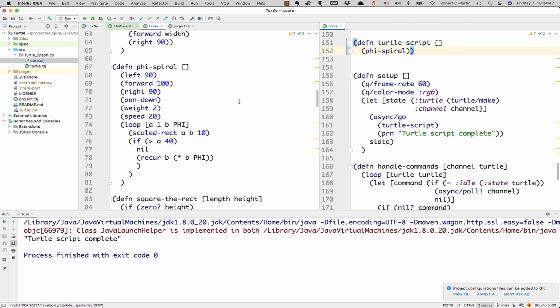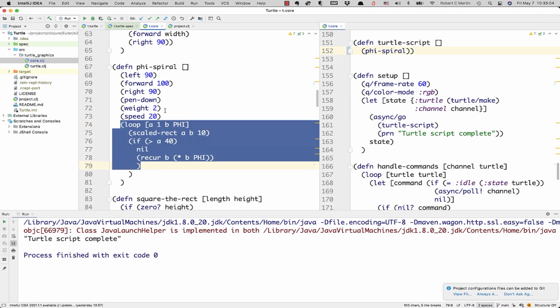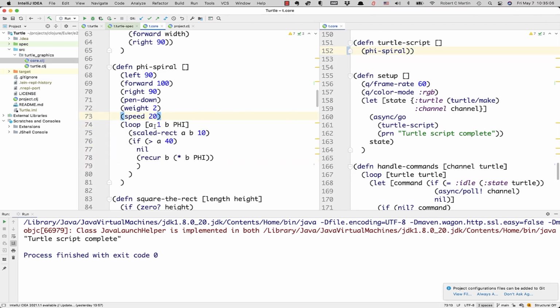One of those interesting geometrical constructions is called the phi spiral. And the phi spiral, here I've got the code for that. Don't worry about this front part, that's just positioning the pen and getting it all set up. The interesting part is this right here. We're going to loop with A starting at 1 and B starting at phi. We're going to draw a scaled rectangle.